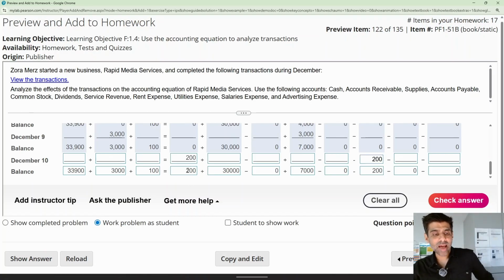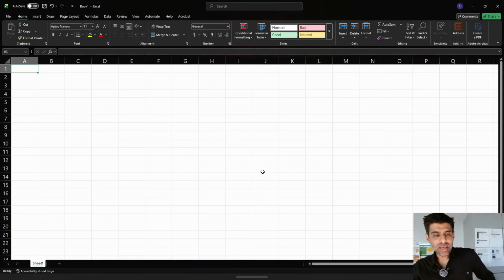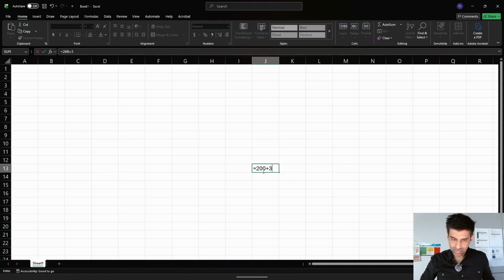Well, I'm just saying, you can add this up. 200 plus 30,000 minus 0 plus 7,000 minus 0 minus 200 minus 0 minus 0 is 37,000. Yeah, but you're not necessarily doing this in Excel though. This is in the format of this software. But if you were to do it, you would do 200 plus 30,000 plus 7,000 minus 200. You do the calculation like this in Excel.